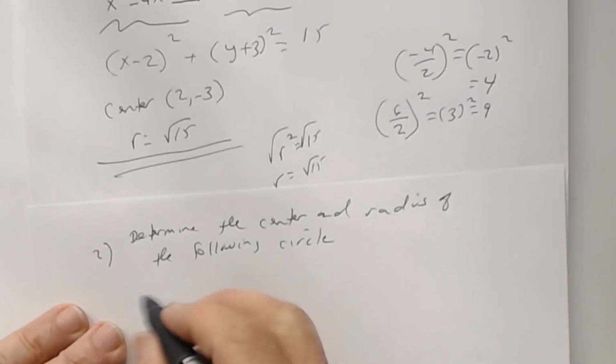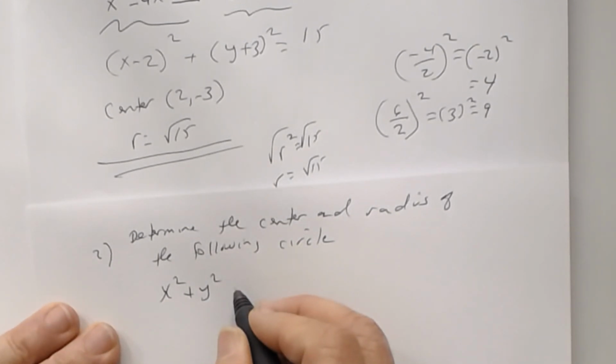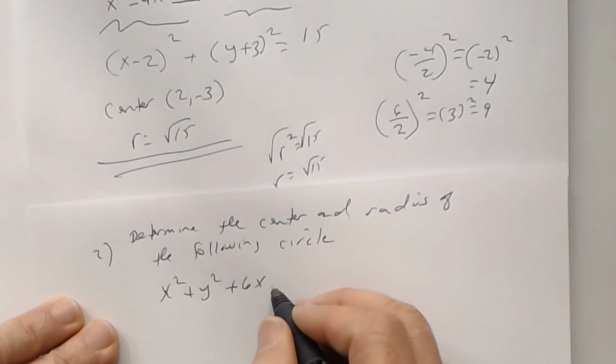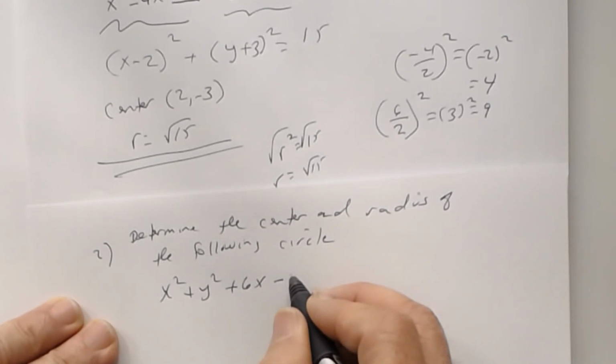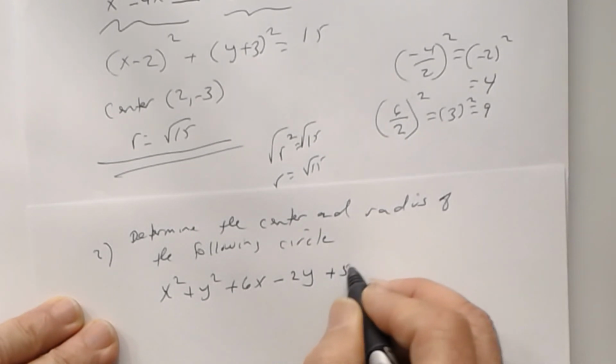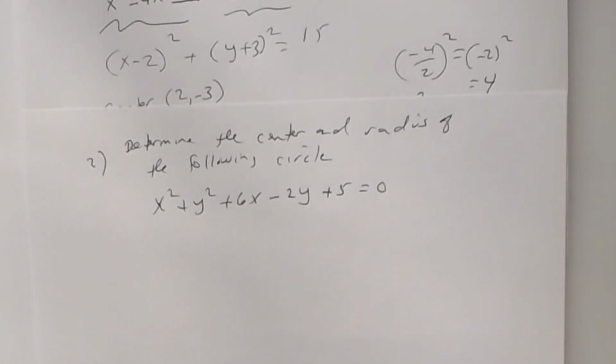All right. x squared plus y squared plus 6x minus 2y plus 5 equals 0. There's no way you can look at that and tell me what the center and radius are unless you're looking at somebody who already has it done.